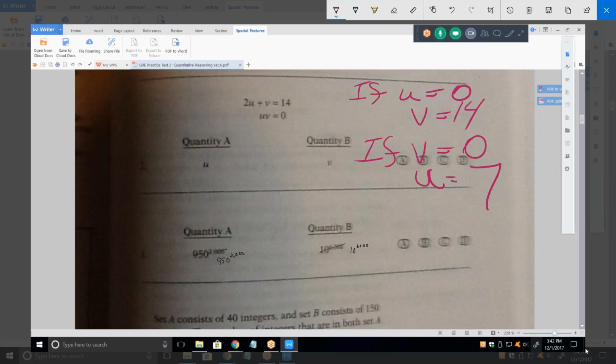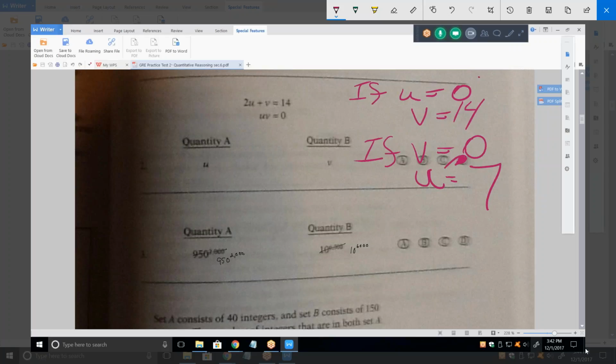So in this case, the second case, u is bigger. In the first case, u is smaller. So the answer is D. We're done with it instantly.